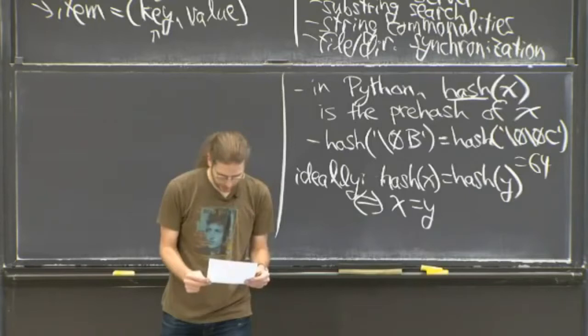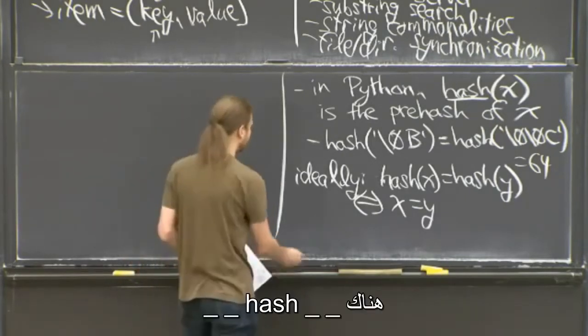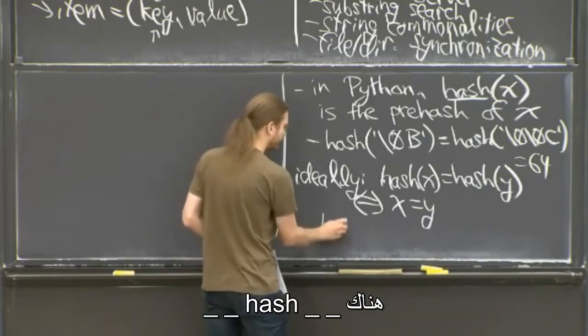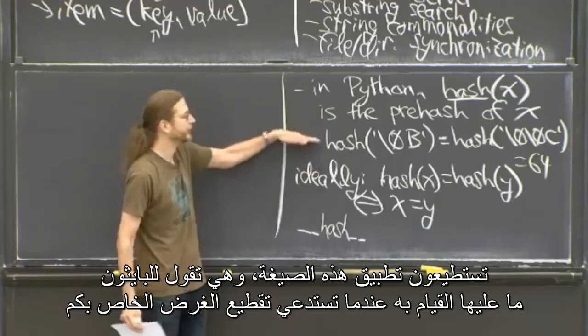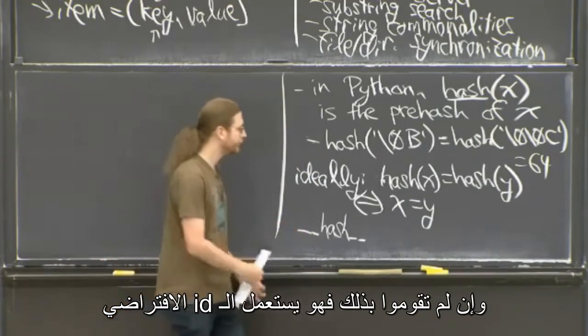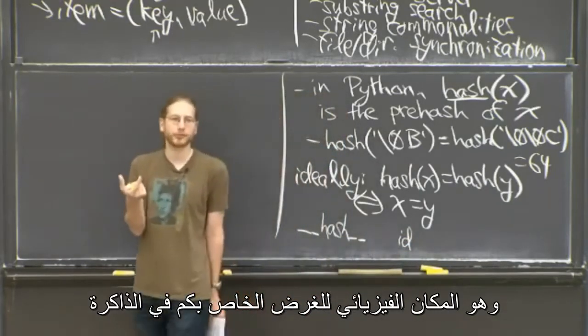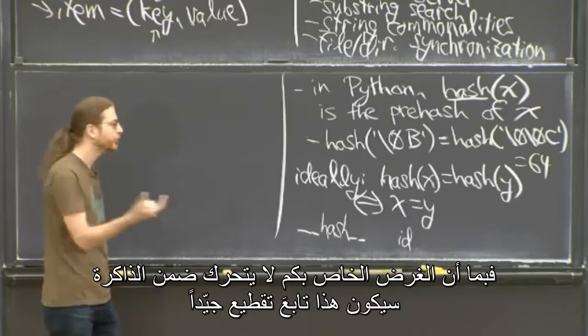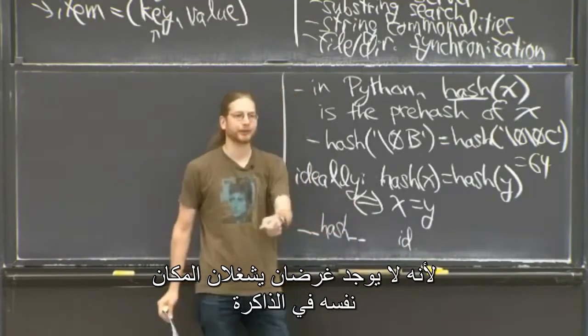If you define a custom object, you may know this: there's a __hash__ method you can implement, which tells Python what to do when you call hash of your object. If you don't, it uses the default of ID, which is the physical location of your object in memory. So as long as your object isn't moving around in memory, this is a pretty good hash function, because no two items occupy the same space in memory.